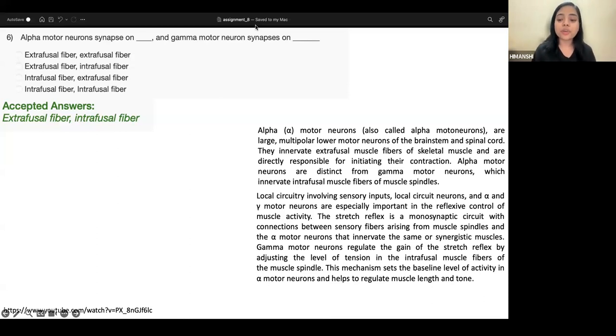Gamma motor neurons regulate the gain of the stretch reflex by adjusting the level of tension in the intrafusal muscle fibers of the muscle spindle.